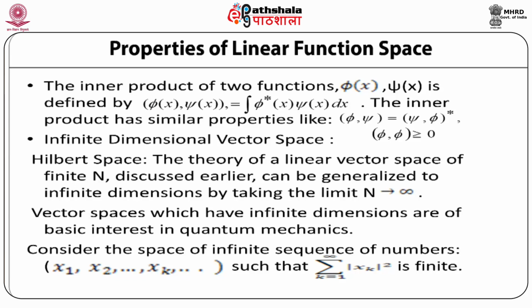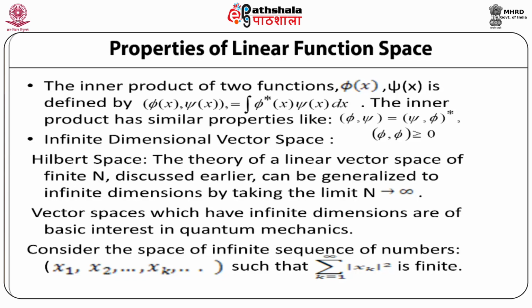So if we have two functions phi and psi, then the scalar product of phi and psi is equal to the complex conjugate of the scalar product of psi and phi. It is associative, which means that if we have two functions phi and psi and a scalar lambda, then the inner product of phi and lambda into psi is equal to lambda into the inner product of phi and psi. The inner product is also distributive.